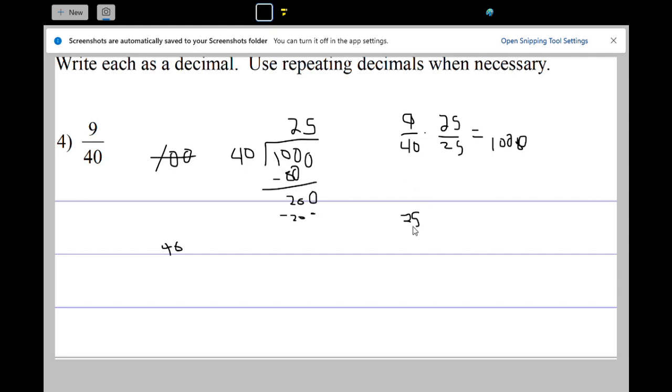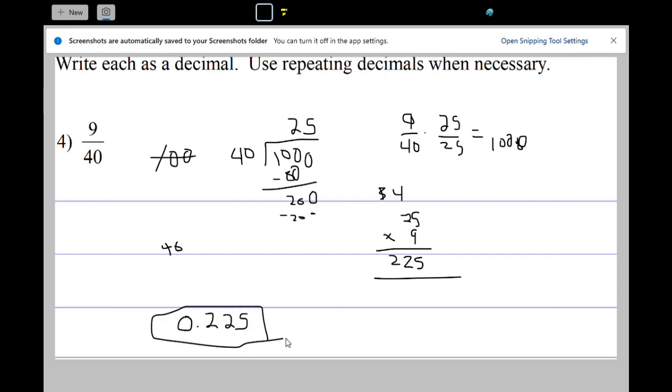25 times 9. 9 times 5 is 45. 9 times 2 is 18, so 8 plus 4, well, let's not put this up yet. It will be 18, so we got 8 plus 4. That becomes 12, so I got 225. This right here is the number that I'm looking for. So I got 0.225. That was a 1,000 base, so 3 decimals.